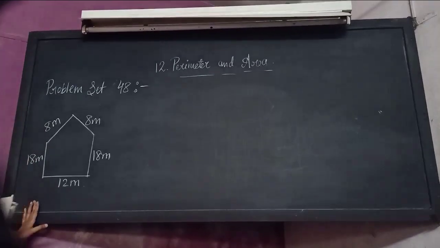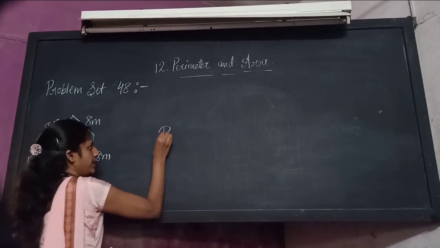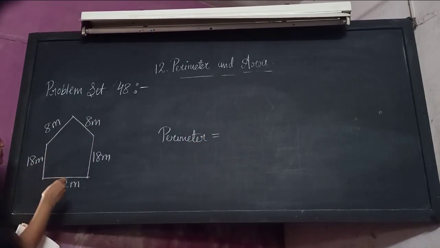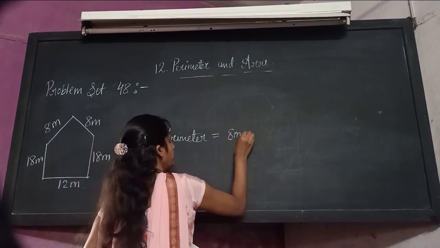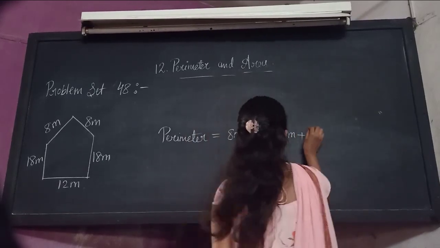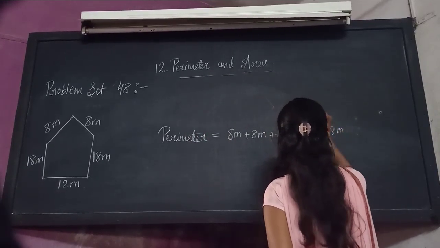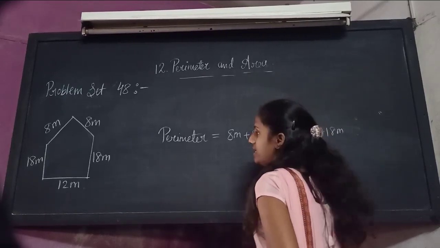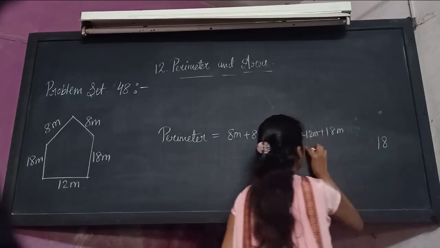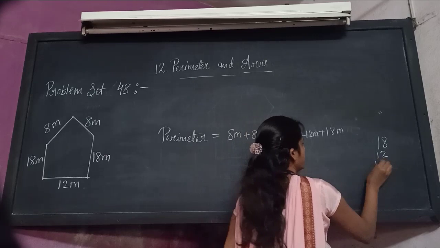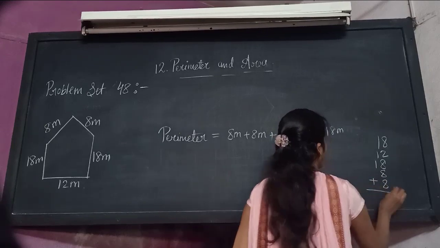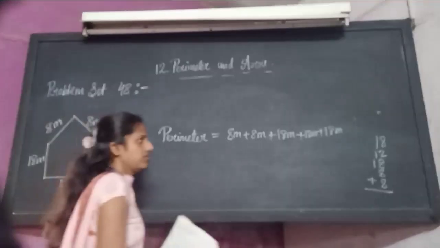Okay, now let's see the third figure. Here we have to find out the perimeter again. Just add all the sides. 8 meter plus 8 meter plus 18 meter plus 12 meter plus 18 meter. Let's add these sides. You can do the rough work. For calculation, you can write this in vertical form and after that you can add. In this way, after writing, you can do addition.